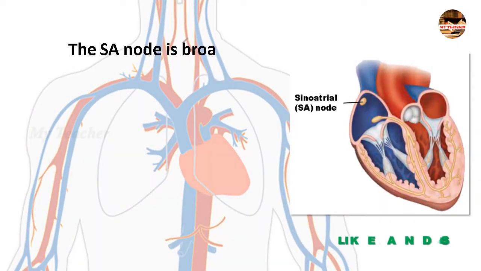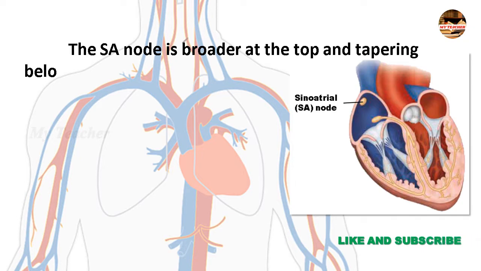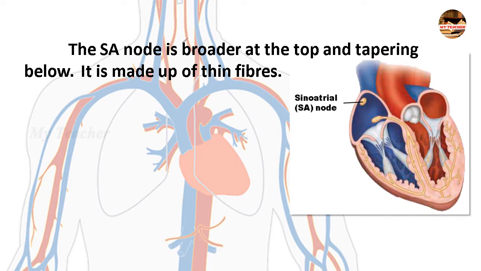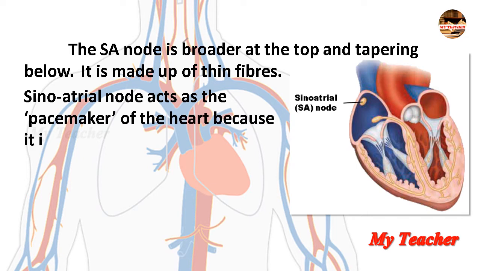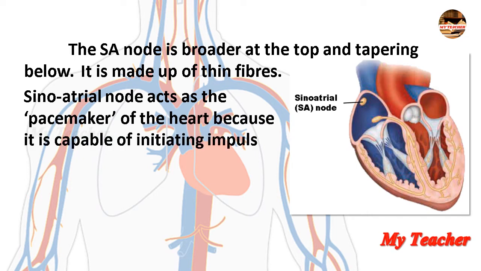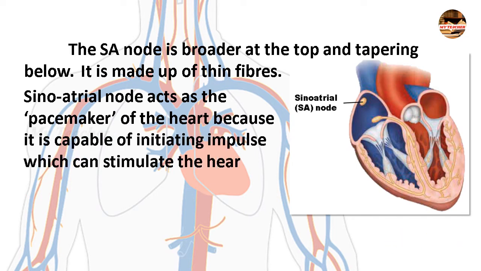The SA node is broader at the top and tapering below. It is made up of thin fibers. Sinoatrial node acts as the pacemaker of the heart because it is capable of initiating impulse which can stimulate the heart muscle to contract. So, which is the pacemaker of the heart? Sinoatrial node.